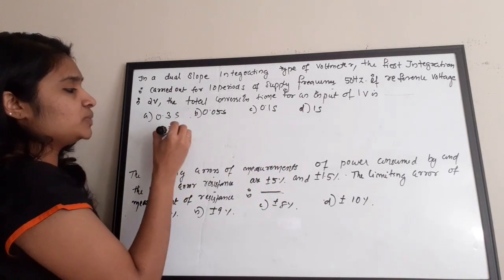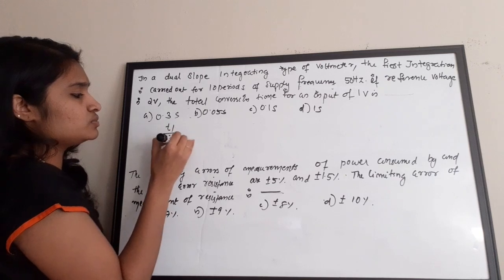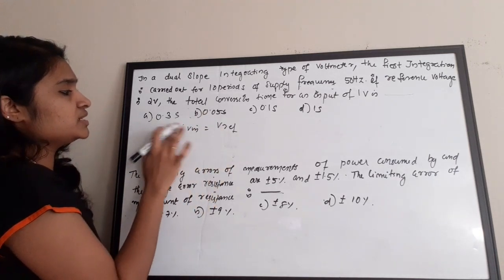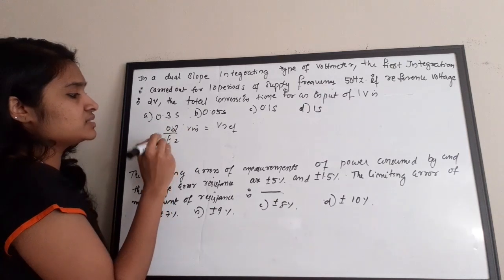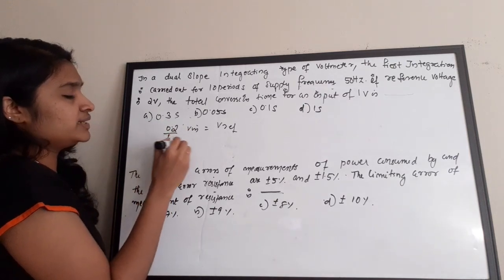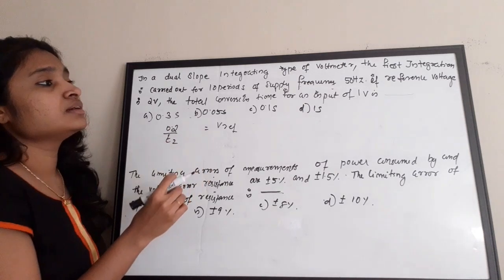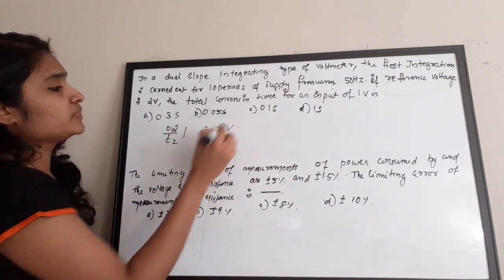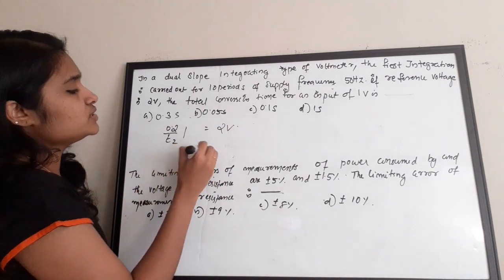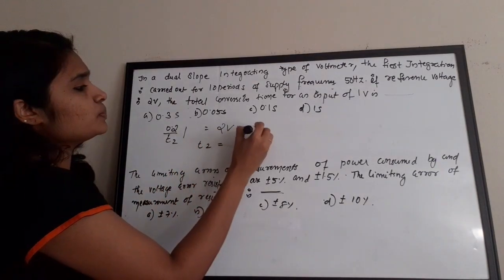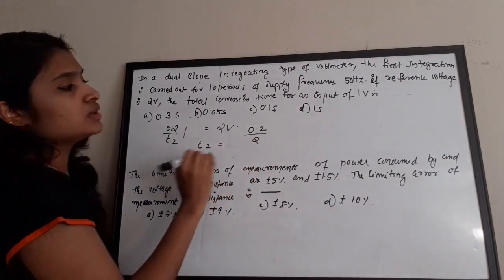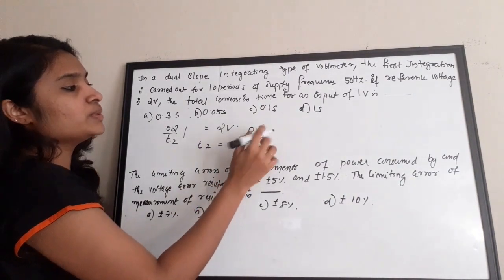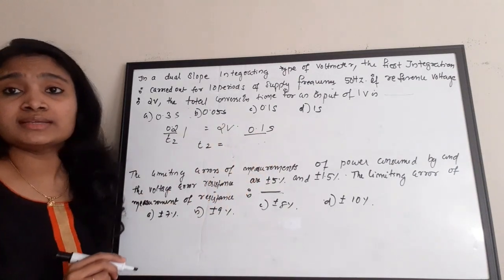So you can write the equation again. T1 by T2 into V in is equal to V reference. So we have obtained T1 as 0.2 seconds. Then T2 we will keep it as it is. V in is 1 volt, V reference is 2 volt. Okay. So we'll get T2 is equal to 0.2 by 2. So it will be 0.1 seconds. T2 is 0.1 seconds.